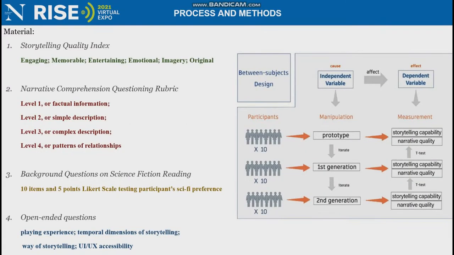Referring to the playtest, I used the story quality index, which has 6 dimensions, and narrative comprehension questions, which have 4 difficulty levels. The higher the level, the higher the understanding demand. It is also worth mentioning that the game has a science fiction setting, thus I used a demographic questionnaire on sci-fi ratings to test participants' science fiction preference.